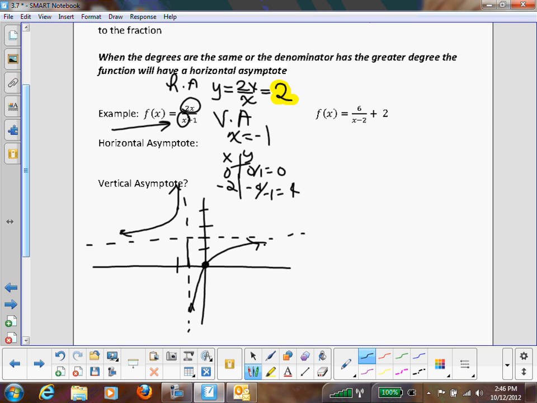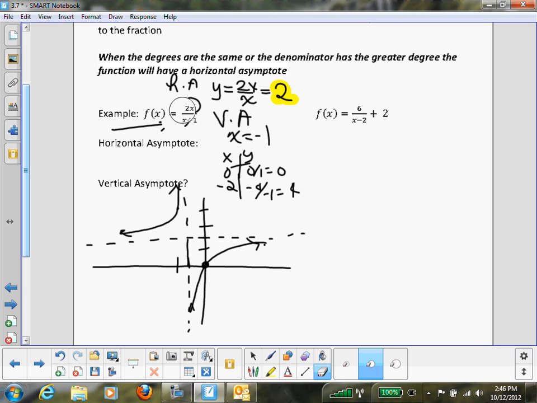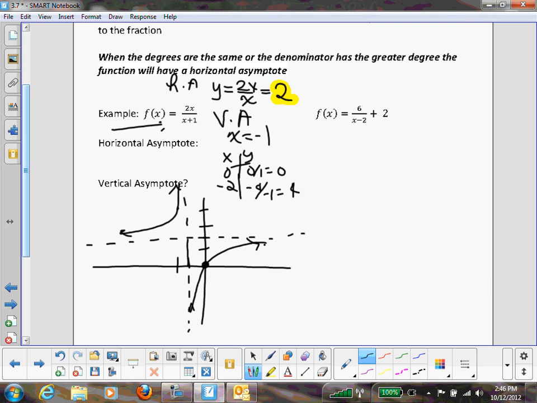Okay. What makes this one that I just did different from this one? It has only one variable. So how do I find my horizontal asymptote if there isn't a variable in the numerator and the denominator with the same exponent? It's the value that's added or subtracted. Do you see the difference between these two rational functions?